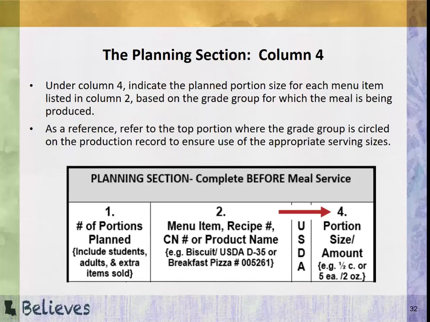Under column 4, indicate the planned portion size for each menu item listed in column 2, based on the grade group for which the meal is being produced. Refer to the top portion where the grade group is circled on the production record. The portion size may be indicated by a number, such as 1 corn dog, by volume, such as 1/2 cup, or by weight, such as a 3-ounce patty. Please refer to the food buying guide and use the appropriate portion size as referenced by the food item you are using.